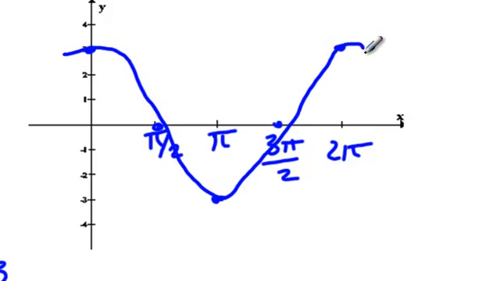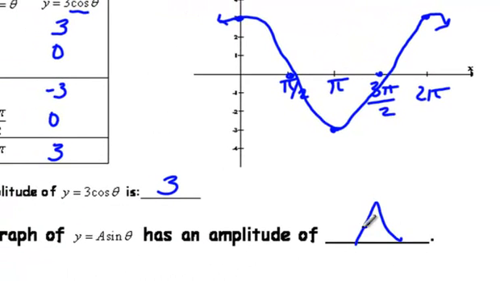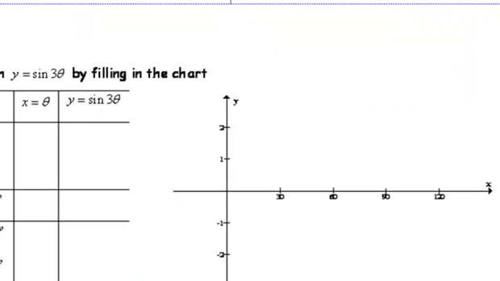Okay, if you had this, you are 100% correct. So the graph of y equals a sine of theta has an amplitude of a. Okay, moving on.